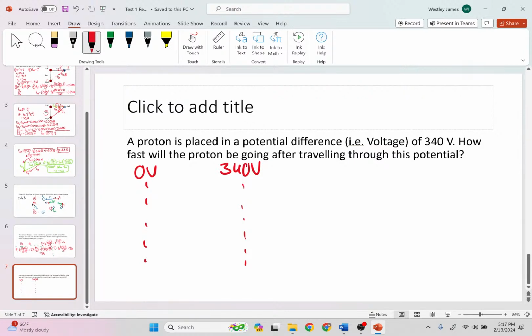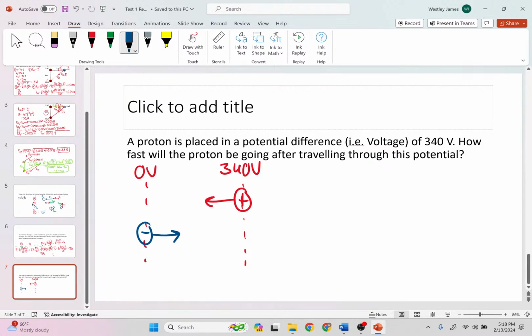Where does the proton start here? Will the proton go from 0? Will it want to go from the 0 to the 340? Or will it want to go from the 340 to the 0? Yeah, so a proton is going to want to be placed here, and it will experience a force that way, causing it to speed up. An electron will actually go the other way. Now, an electron is not given in this problem, but that's just a good reminder to you all. Protons go from high voltage to low voltage. Electrons go from low voltage to high voltage.